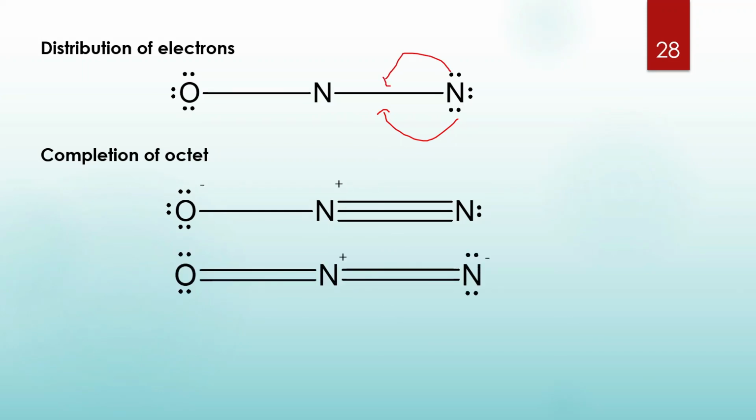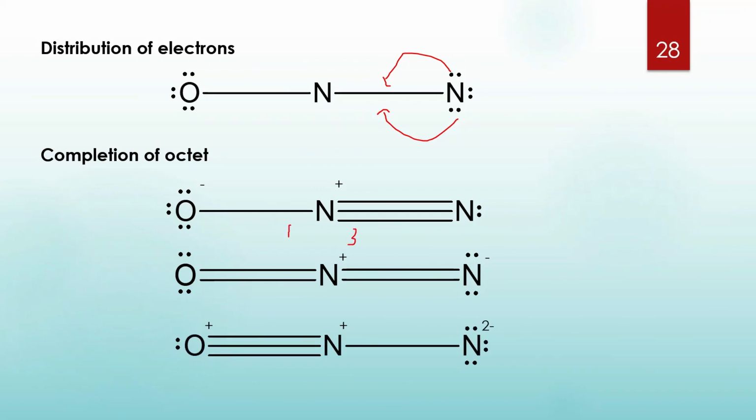And now we just vary the position of this sigma bond. So here we have 3 and 1. We move 1 here and we get two double bonds. Then we move 1 more here and we get a triple bond and a single bond. So like this, we have 3 structures.